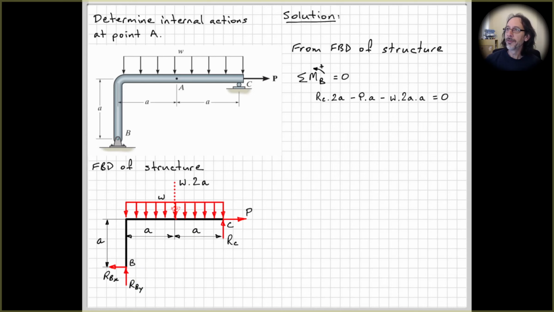So that's all we have. So we can put all that equal to 0, rearrange the equation and solve for RC. All right, so let's go to the next bit.